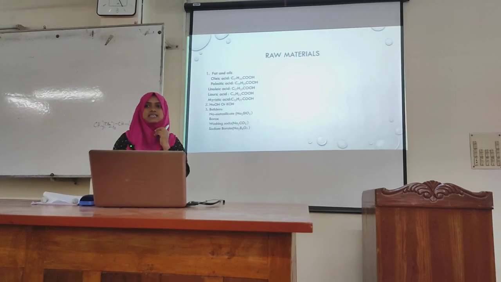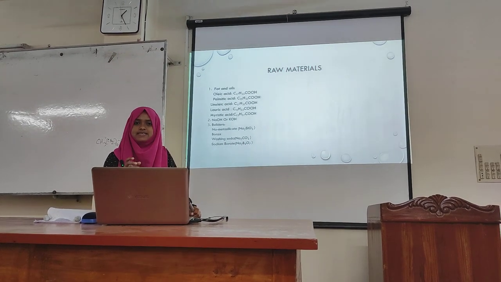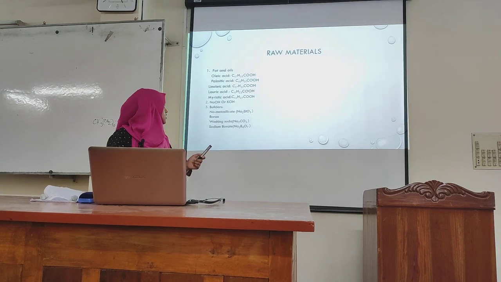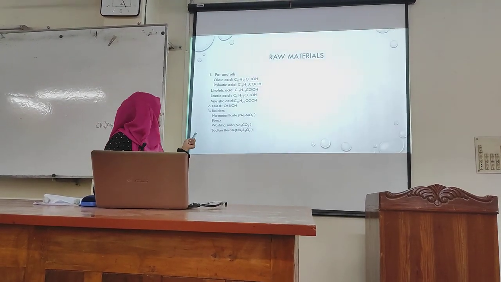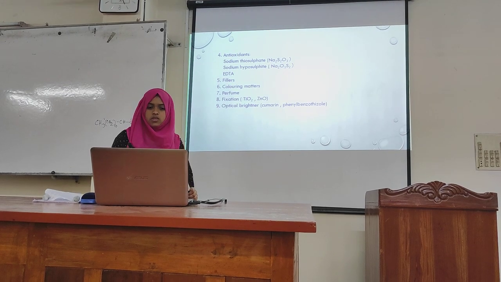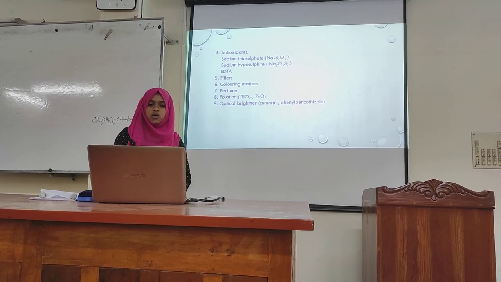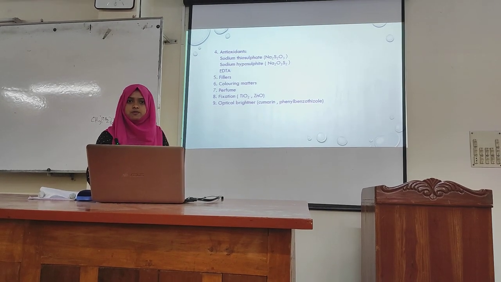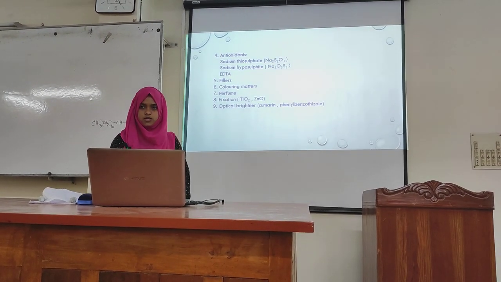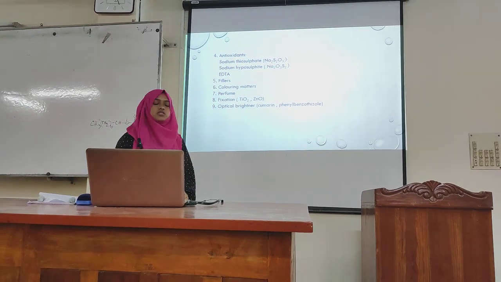Then there are builders. The builders are used to increase the cleaning capacity of soap, improve the texture of the soap, and prevent precipitation. Sodium silicate, borax, washing soda, and sodium borate are used as builders. Then we have antioxidants: sodium thiosulfate, sodium hyposulfite, and EDTA are used as antioxidants. For manufactured soaps, we also have fillers, coloring matters, perfume, and fixatives. Then there is the optical brightener, for which we can use coumarin and phenylbenzothiazole.